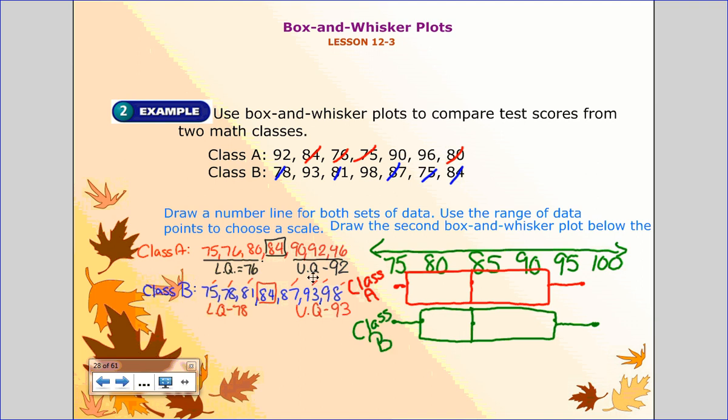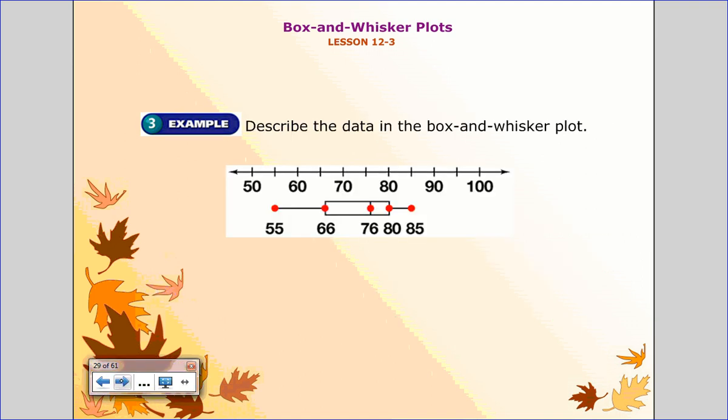We could actually make some generalizations or assumptions about the class based on our data. All right. The median for both class A and B was 84. It looks like class B had a higher maximum and really the same minimum. So you can use this data to just answer questions about them, and that's what comes next.